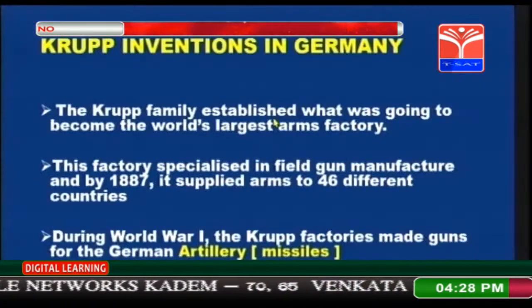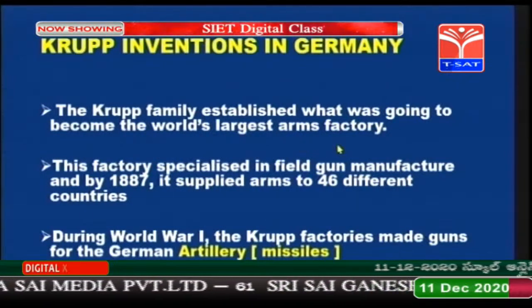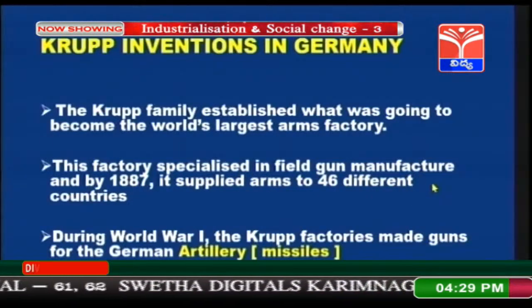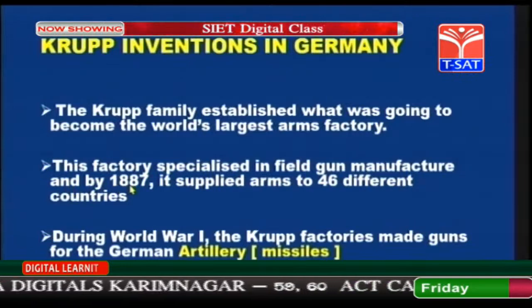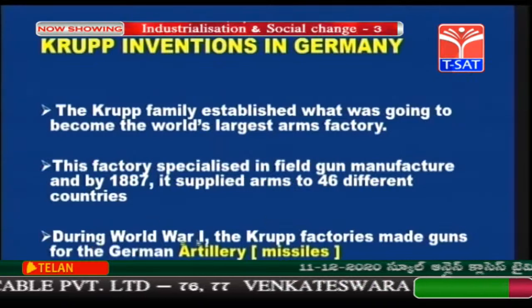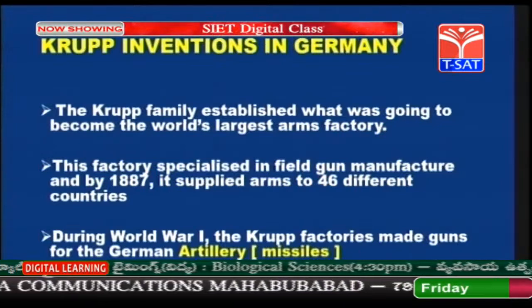The KRUPP family established what was going to become the world's largest arms factory. What is an arms factory? Arms are nothing but weapons like guns, missiles and all. So these were very useful in the military, right? At that time there were a lot of wars going on. So KRUPP invented the arms factory. The factory specialized in field gun manufacture, and by 1887 it supplied arms to 46 different countries. During World War I, the KRUPP factories made guns for the German artillery, that means missiles.